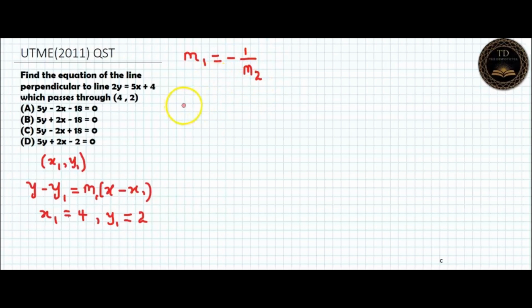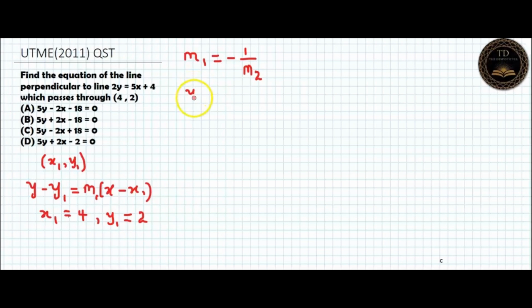In this case, what we need is m1, so we need to know what m2 is. Remember m2 is the gradient of this given line, so we would need to do something to this equation to be able to get the gradient. And how do you get the gradient from a given equation? It is to put it in the gradient-intercept form. It makes it a lot easier for you to know what the gradient is. So what is the gradient-intercept form, by the way?